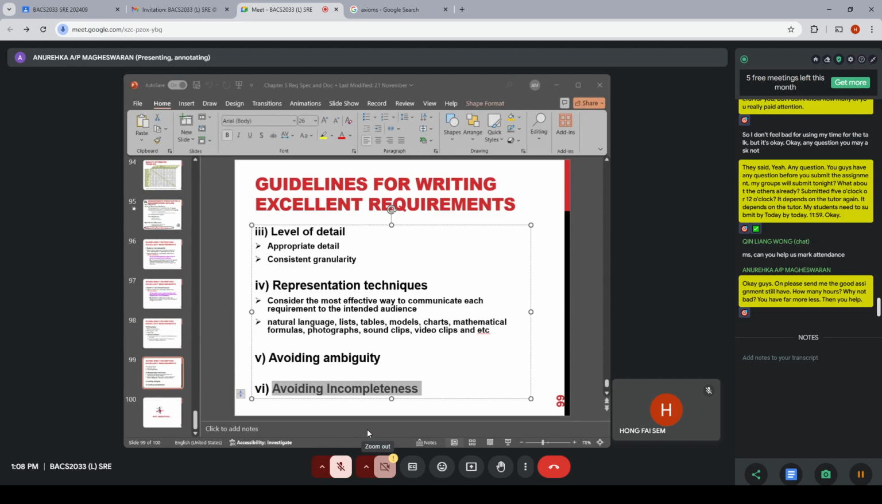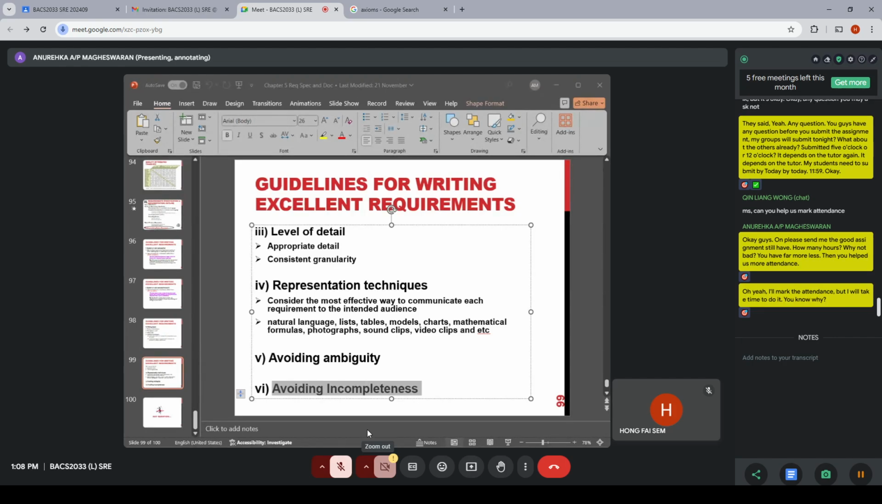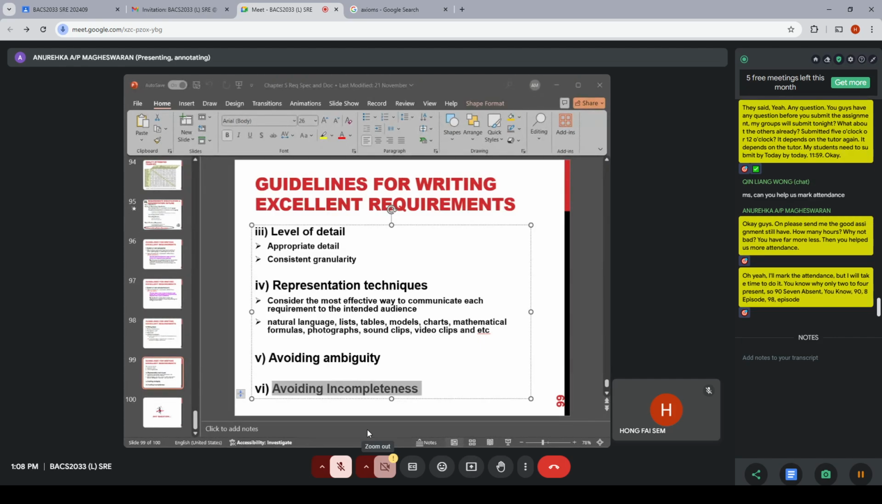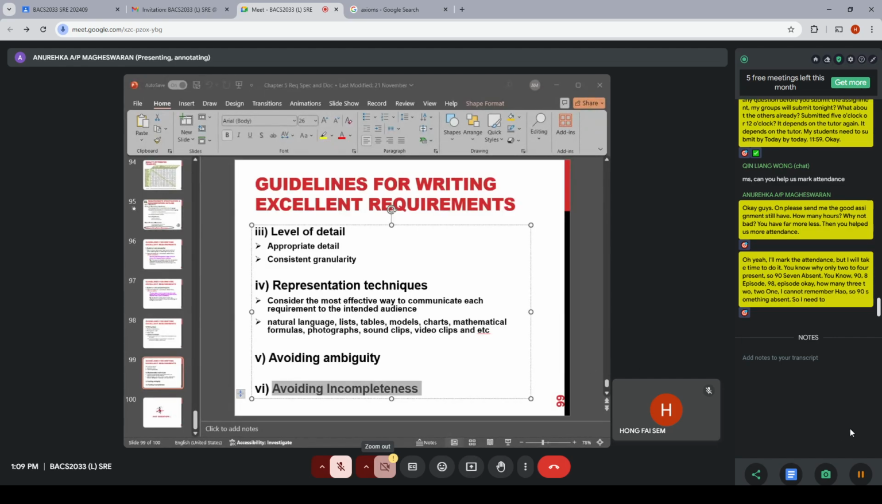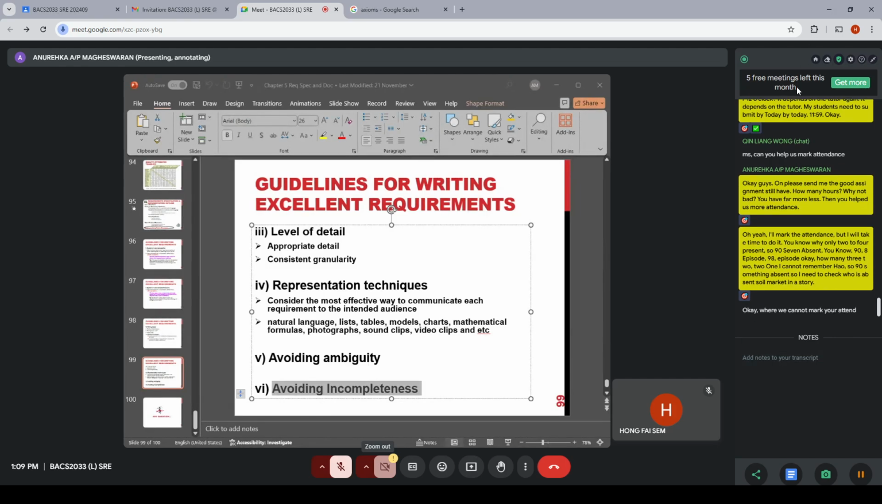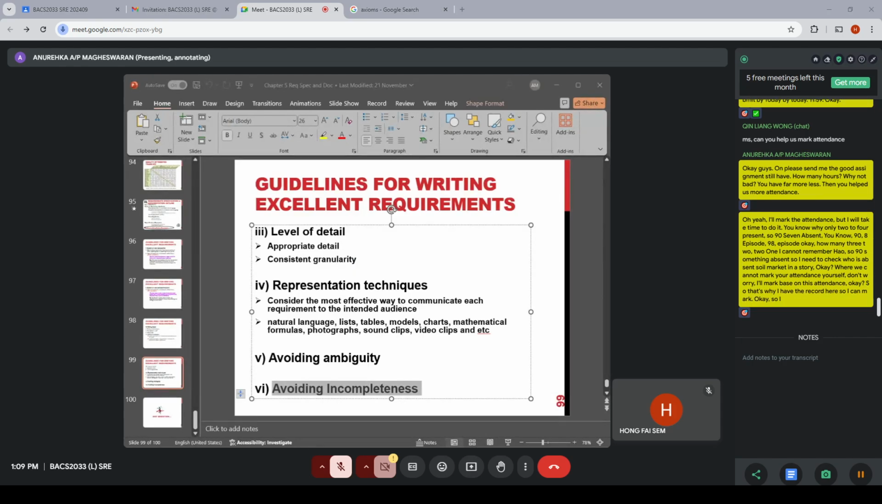Can you help us mark attendance? Yeah, I mark the attendance, but I will take time to do it. You know why? Only 224 present. So 97 absent. 98 absent. Okay, how many? 322 or 321? I cannot remember. So 90-something absent, so I need to check who is absent. So I'll mark your attendance. Don't worry. Whoever cannot mark your attendance yourself, don't worry. I'll mark based on this attendance. That's why I have the record here, so I can mark. I'll mark by today, tonight.